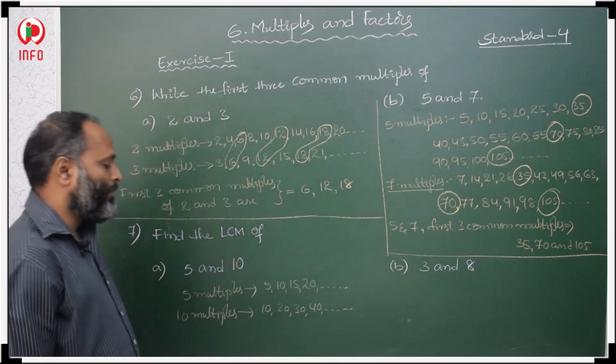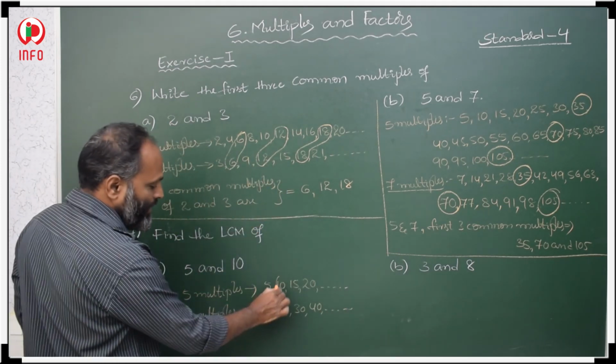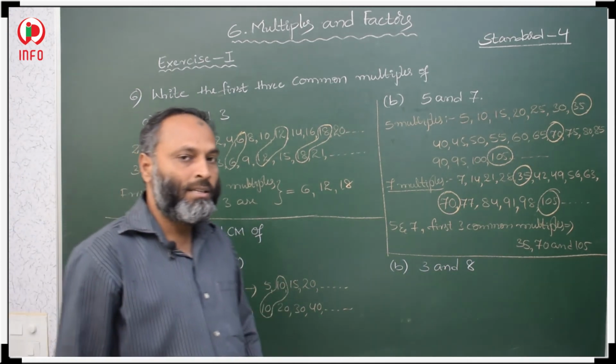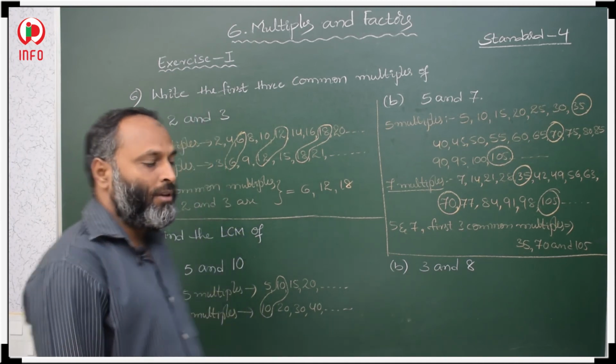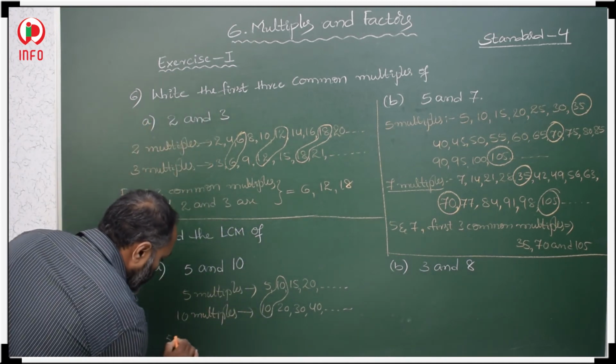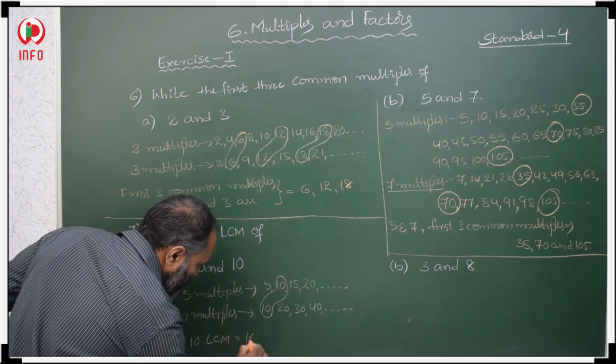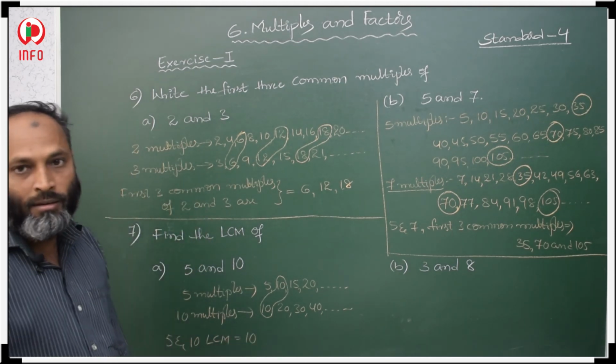What is the first common multiple between these two? 10 is a common multiple and that is the least. The first one is the least common multiple. Therefore, the LCM of 5 and 10 is 10.